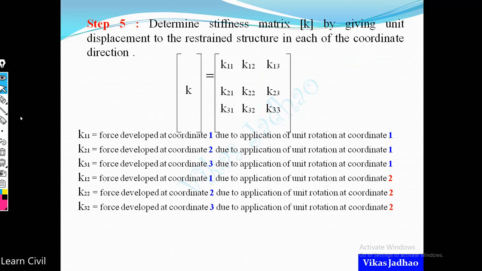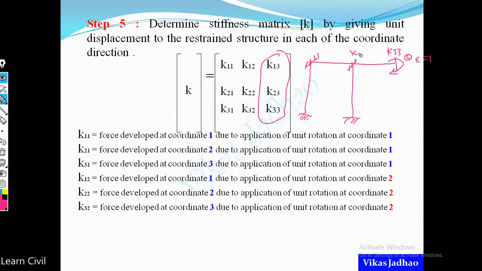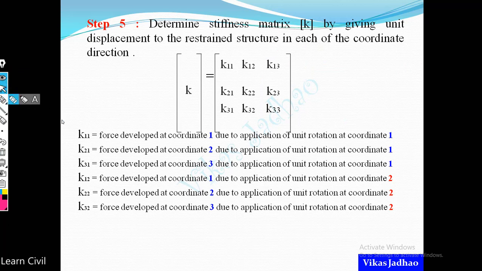Now for calculating the values of K13 and K23, we'll be considering our frame like this, and assuming that we have to apply a unit rotation at E, that is theta E equal to 1 radian here, and all other ends as fixed. So we can get the value of K33 here, K23 here and K13 here like this. So we'll see how we can find out the different coefficients of the stiffness matrix.